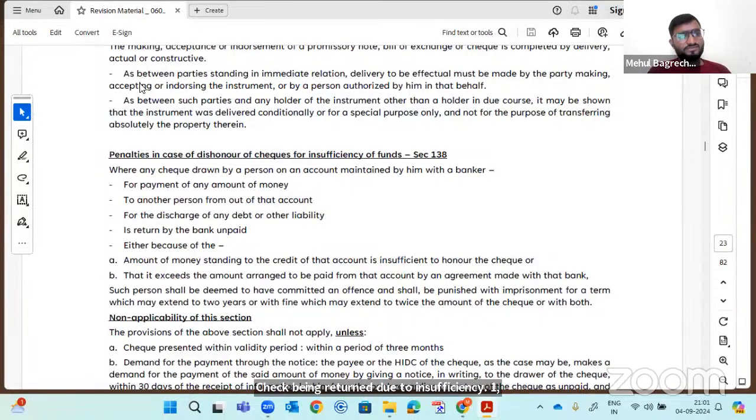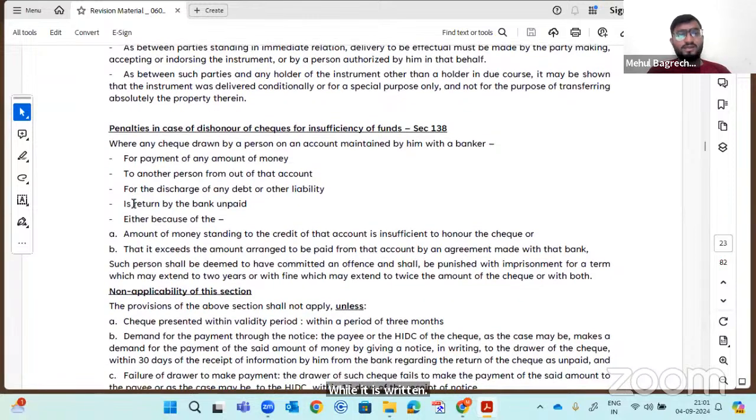So, due to insufficiency of funds, if your instrument is dishonored, why is it returned? Because of two conditions. Either you don't have sufficient money, or the amount exceeds the arrangement which you made with the banker. If you told the banker not to pay more than 10,000 rupees, you might have money in your bank account, but since you've given an instruction to the banker not to pay more than 10,000, let's assume you've given a check of 20,000 to me. That check will be thrown back on your face. Why? Banker says, I have a standing instruction that it cannot go ahead with more than 10,000.